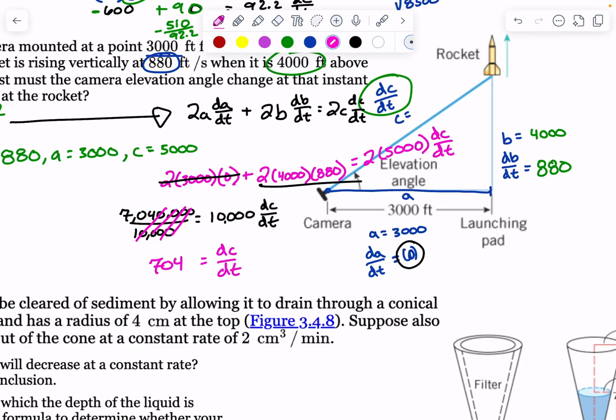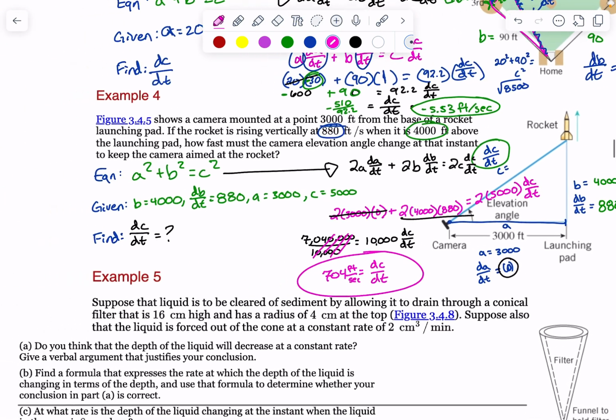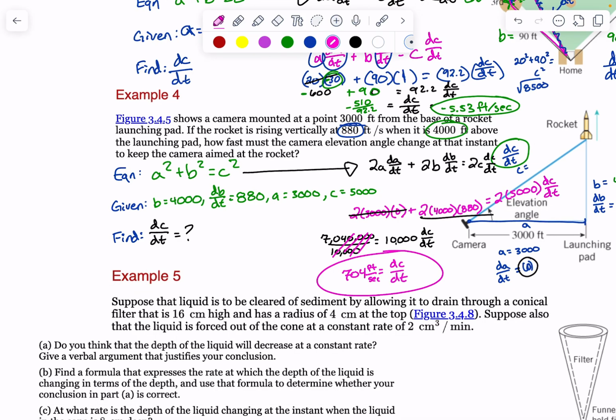And that is the rate at which the camera angle is changing with respect to time. So that is 704 what? Feet per second. Now, that is doing the derivative. Or you could do this, because A is not changing. A is constantly going to stay 3,000, so I can plug in 3,000 for A.